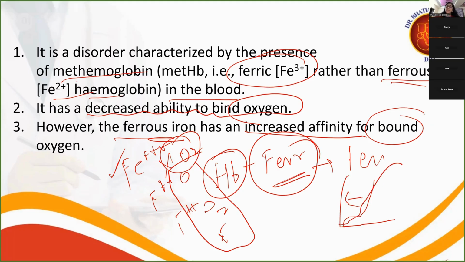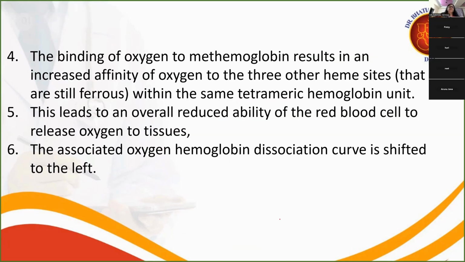The sigmoid curve is again shifted to the left because it does not allow release of oxygen to the tissues. So the binding of oxygen to methemoglobin results in increased affinity of oxygen to the three other heme sites that are still ferrous.